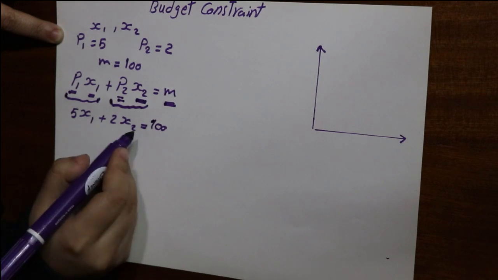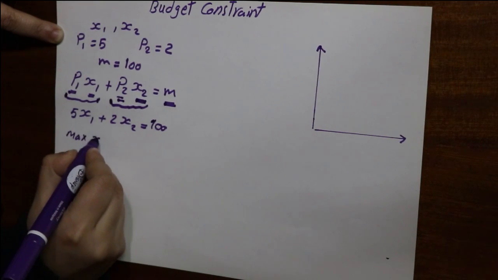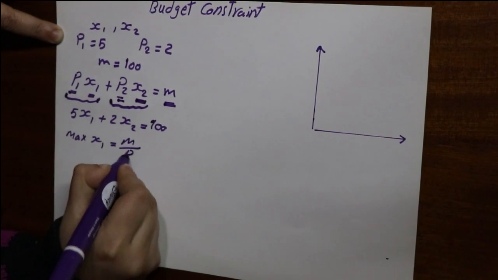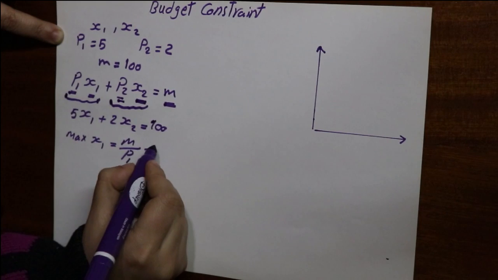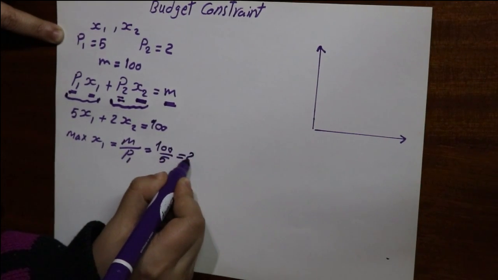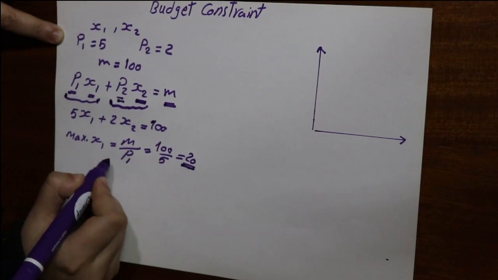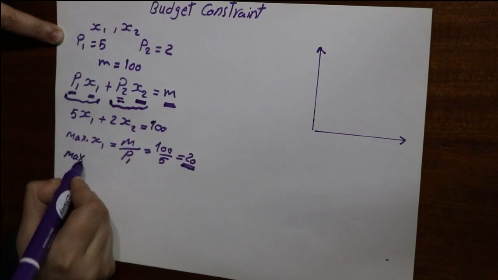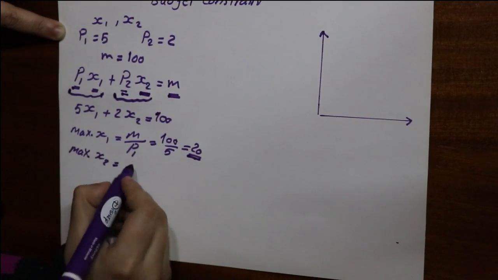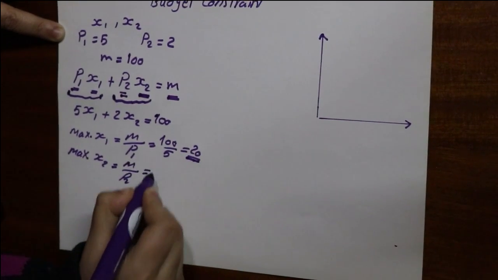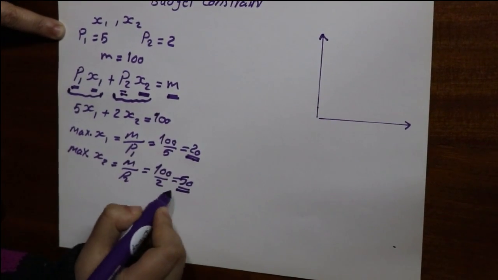If I spend all of my money income on x1, the maximum quantity of x1 will be m over b1, income over the price of good one, equals 100 over 5 equals 20. 20 is the maximum units of x1. If I spend all of my money on x2, money income over the price of x2 equals 100 over 2 equals 50 units. This is the maximum units of x2.